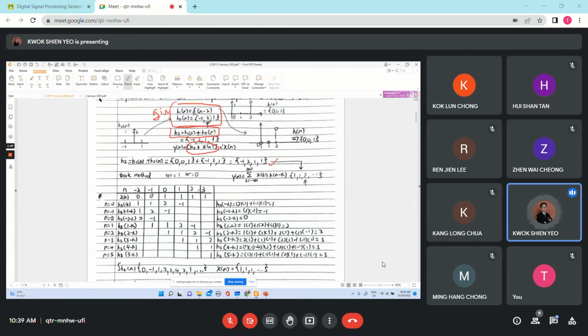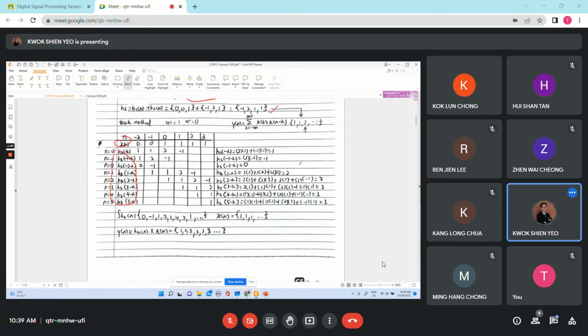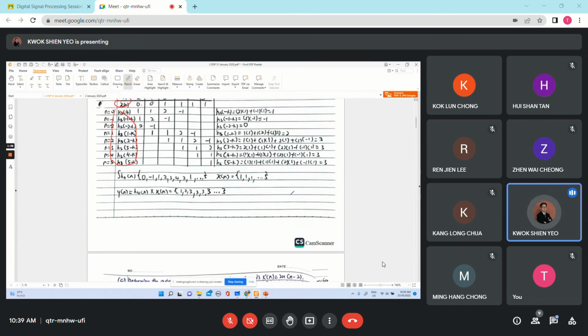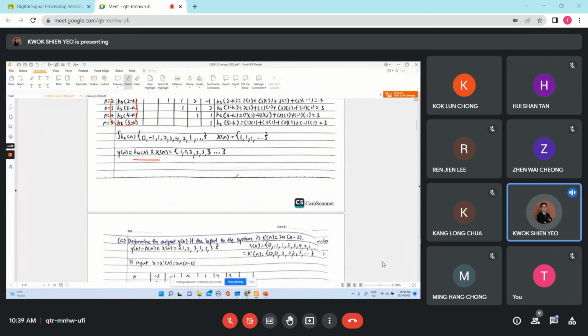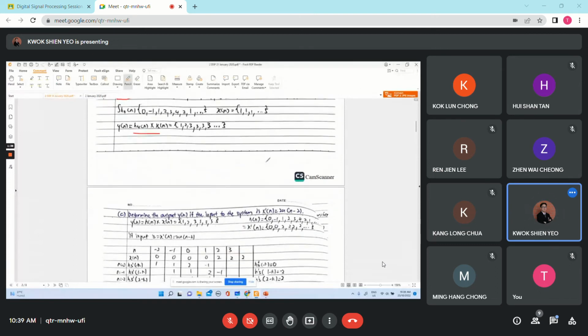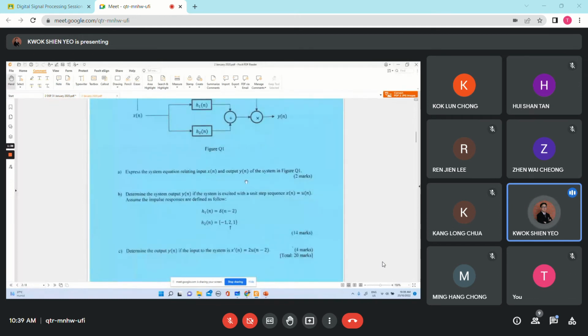Then you use the table method to do the convolution between x and h. Then you got these values. So you do it quite long enough. After that, then you just multiply. I see the step is correct. So this is this.